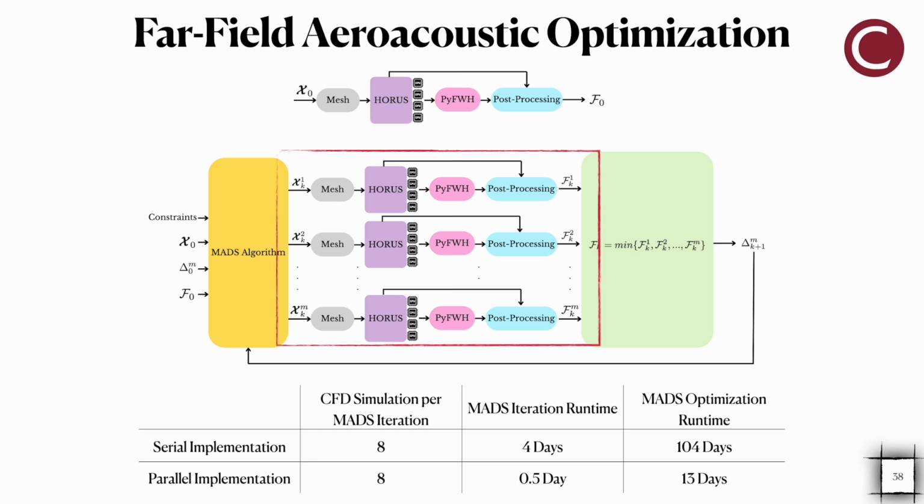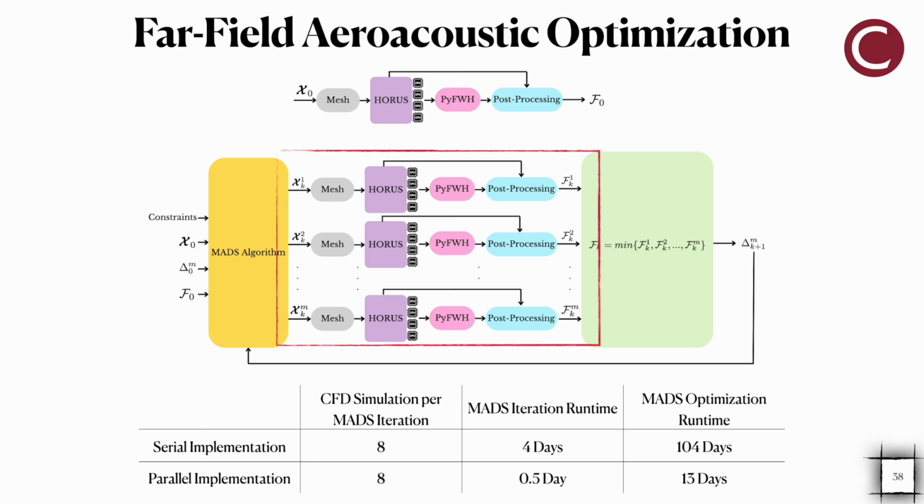This problem converged after 26 optimization iterations. So 26 times 8 is 208 CFD simulations required for this optimization problem. Each CFD simulation takes 12 hours or half a day, meaning that this optimization problem, if we wanted to run it in serial, would have taken 104 days to complete, which is 3.5 months.